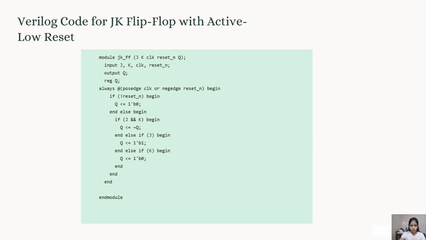If reset N is low, or it is true, the output Q is reset to 0. If reset N is high, the JK flip-flop operates based on the values of J and K. The end module marks the end of the module definition.